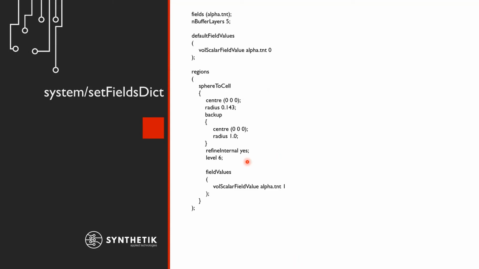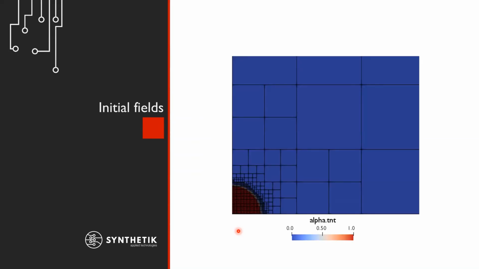The refineInternal flag basically means, do I want to refine all the cells or do I just want to refine the cells on the boundary where there's changes? And then level: level is how many levels of refinement. Each of these cell shapes can have different levels. And lastly, we have the field values, the value you want to set the field to.